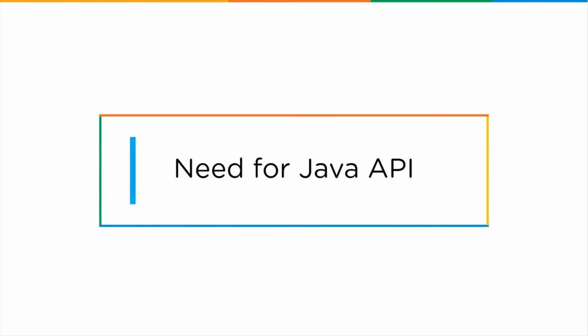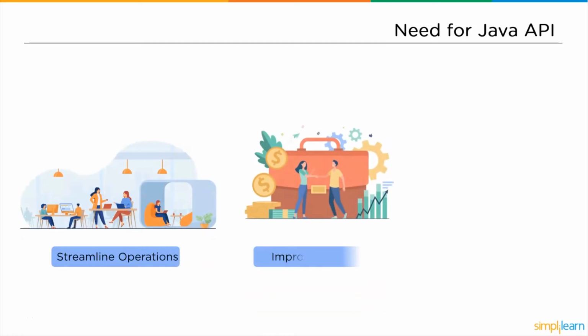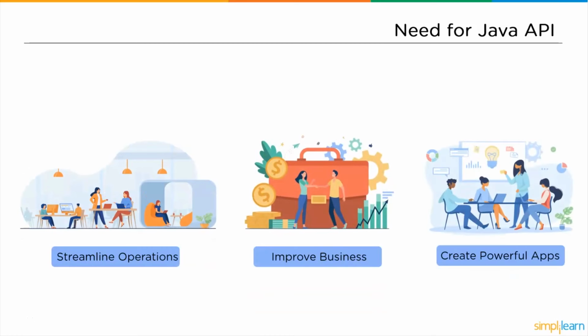So why exactly we need Java APIs? Now Java APIs are used for multiple reasons. But the three most important reasons for which we use Java APIs are to streamline the operations, improvise the businesses, and finally create some powerful applications. We will discuss each one of them in a bit more detail.